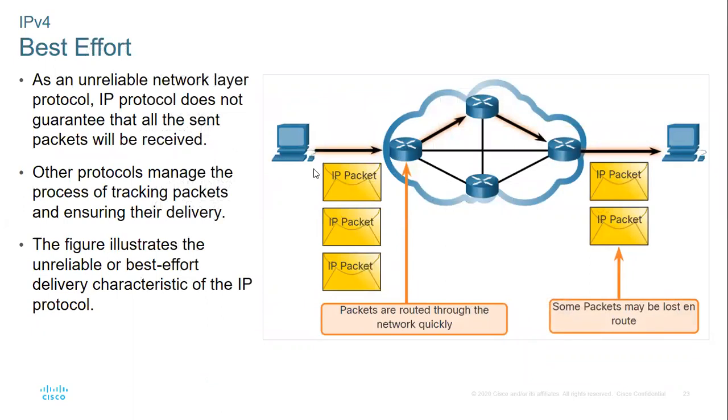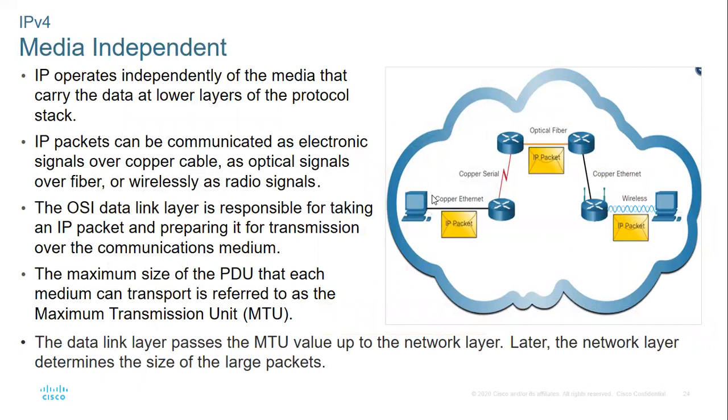Best effort here means unreliable. Meaning, when we send the packet, we do not receive any acknowledgement that the packet has been received. That work is done by the TCP protocol. So this is what we call best effort delivery. And this is what we call media independent. So the IP is able to pass through copper Ethernet, copper serial, optic fiber, as well as wireless. It passes through any media independent.